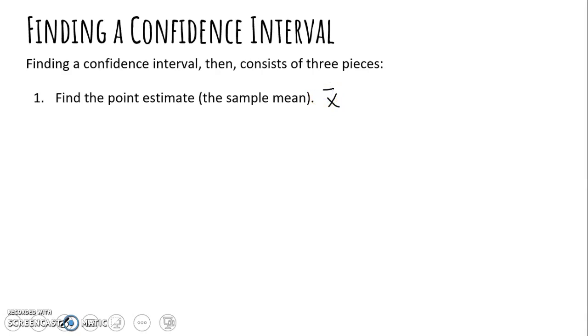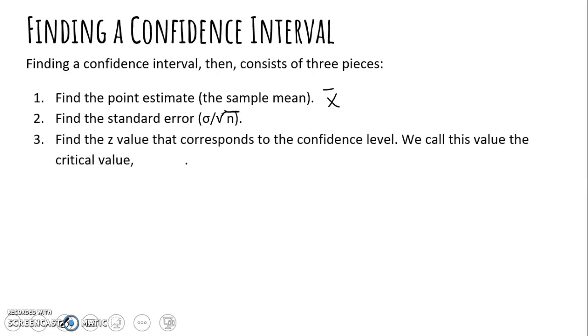Okay, in a later video, we're going to do confidence intervals to estimate proportions. The point estimate in that case would be a sample proportion. Then we're going to find our standard error, which is the standard deviation over the square root of n. And then we're going to find the z-value that corresponds to the confidence level. We call this value a critical value.